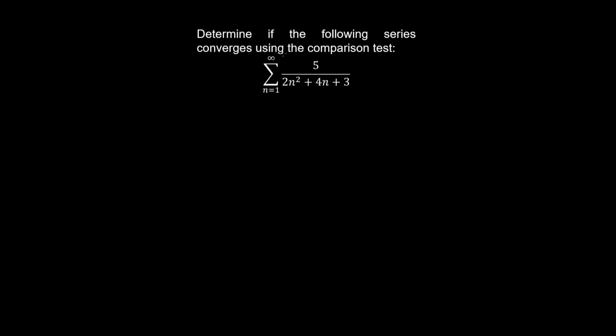Determine if the following series converges using the comparison test. So as n becomes very large, this term will dominate, and we can compare this series with a series that we already know. So that's going to be the harmonic P series. And we can take the constants outside the series, so this can be written as follows. And this here is a harmonic P series with the exponent P greater than 1. So we know that this series converges.